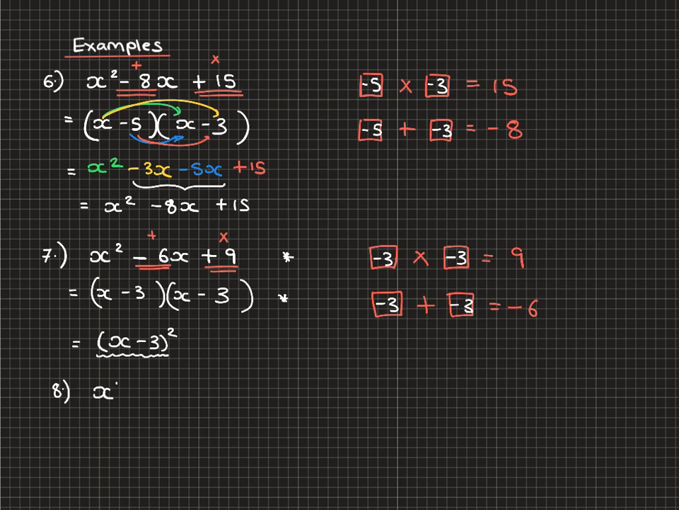So we have x squared plus 4x plus 4. Can you factorise that into a pair of double brackets? So hopefully you've seen that the two numbers have to multiply together to give me positive 4. They've got to add together to give me positive 4. So my only possible combination is x plus 2, x plus 2.